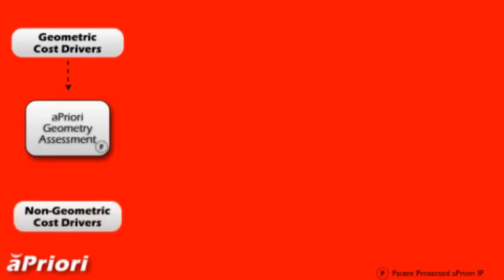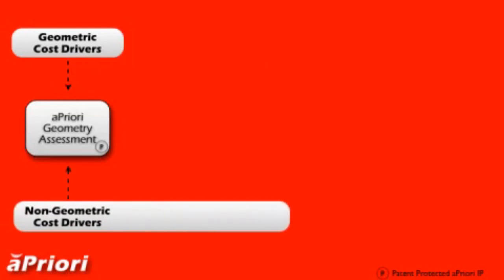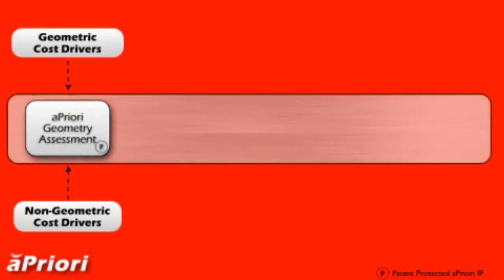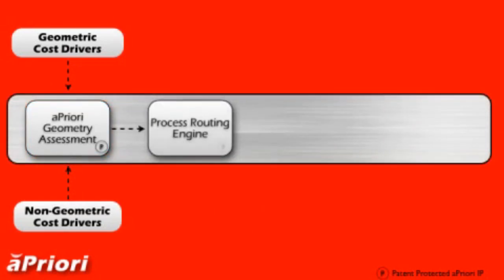In addition, aPriori factors in a number of important non-geometric cost drivers when producing a cost assessment, including material costs, manufacturing process choices, production volume, and the facility where the product is to be manufactured. aPriori cost assessments are also based on how and where a product will be manufactured.